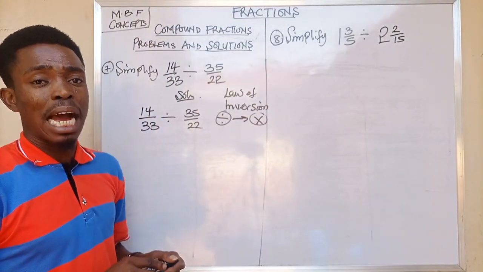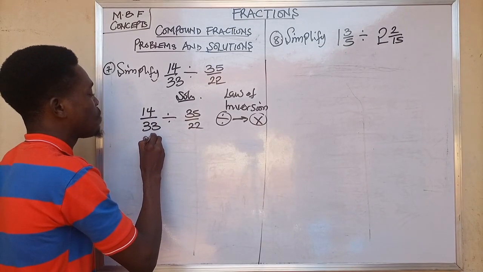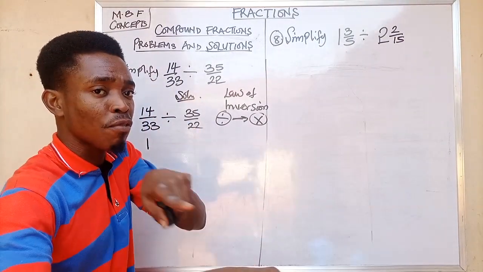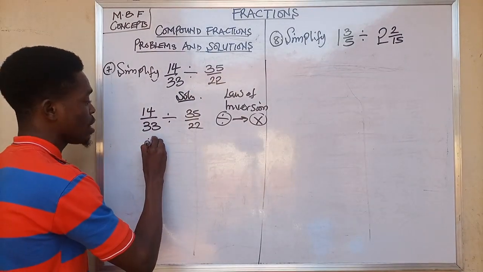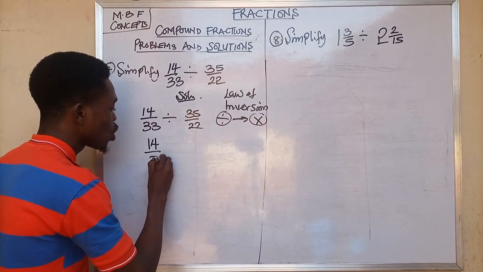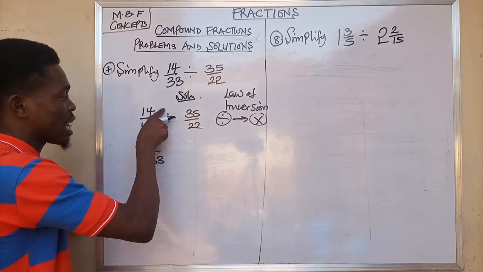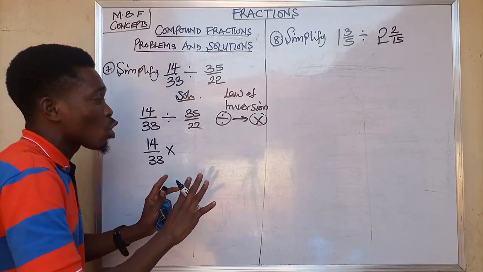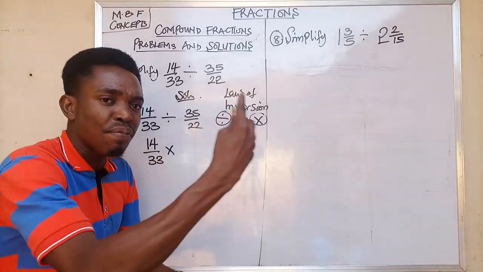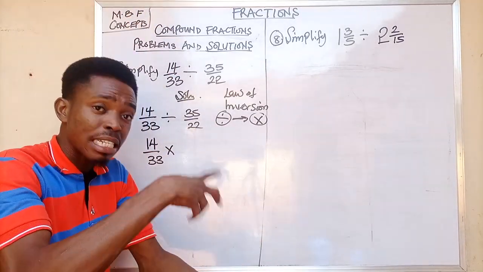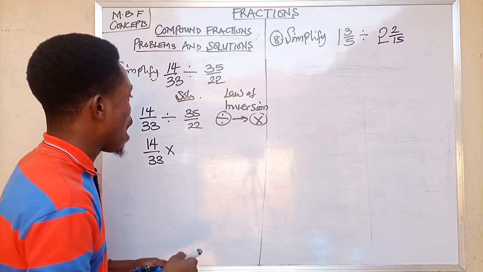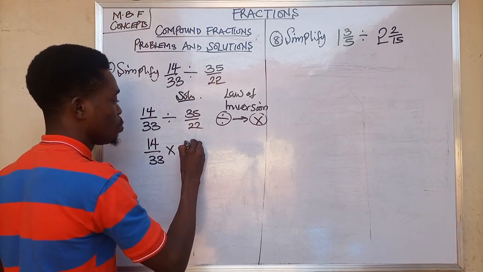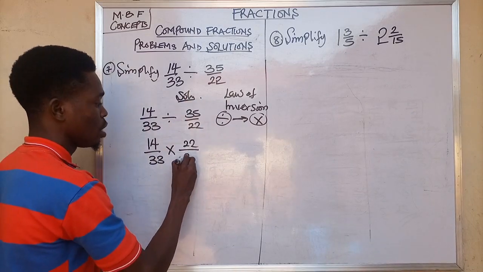Now, how do I do this, guys? What I simply do is to put down the fraction before. Understand this. You will first of all put down the fraction before the sign. And what's the fraction before the sign? 14 over 33 comes before the sign. Now, this is the sign I want to change, so change it to multiplication. Now that you have changed it to multiplication, all you need to do is invert the fraction that comes immediately after the sign you changed. And how do we invert? The denominator now becomes the numerator, and the numerator becomes the denominator.